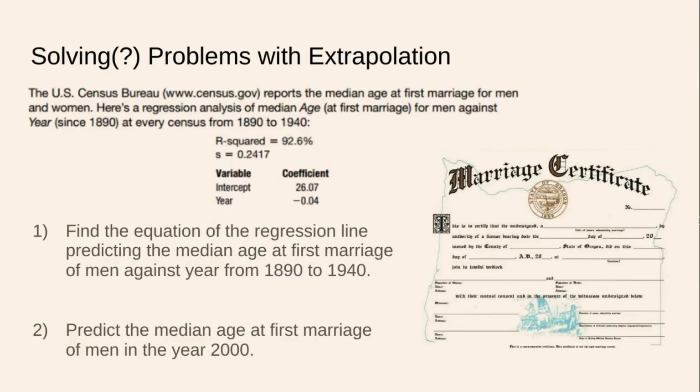So now we're going to try this for ourselves. We're going to take these statistics right here, and we're going to make a regression line and see how it compares to the real-world data. The U.S. Census Bureau reports the median age at first marriage for men and women. Here's a regression analysis of median age at first marriage for men against year since 1890 at every census from 1890 to 1940. And we see some promising things here.